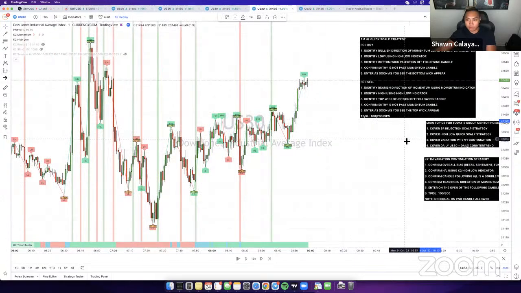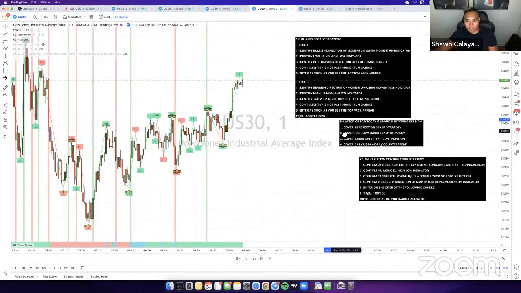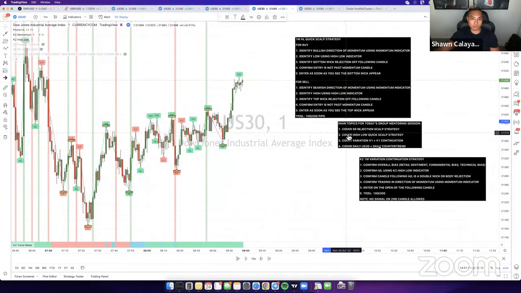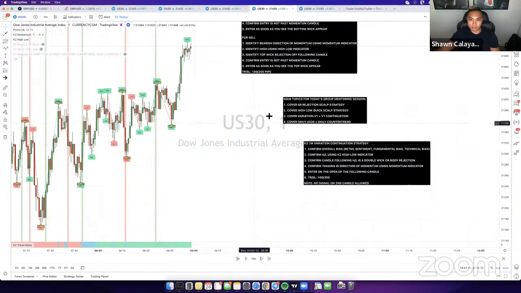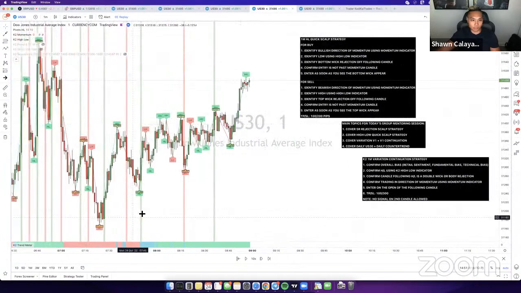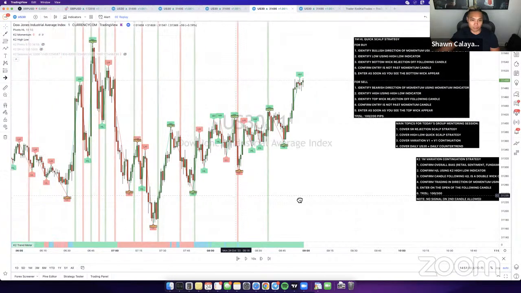So unless there's any more examples you guys want to see of the variation or V1 continuation, just let me know. Otherwise, we'll move on to the next strategy over here, which is the daily US 30 counter trend that Jonathan wants to see. So let me know if you guys want to see another example of the variation or V1 continuation. If not, we'll just move on to the daily entry.